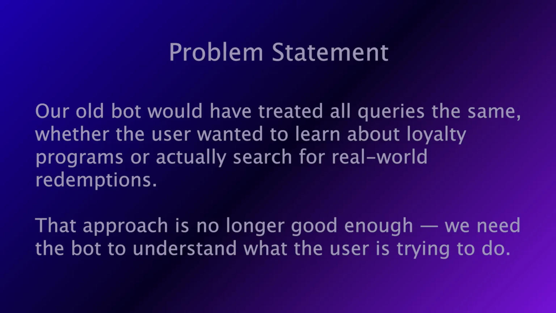Currently, our existing bot would treat all user queries the same, whether they want to learn more about loyalty programs or actually find real-world redemptions for the points already in their wallets. And that approach is no longer good enough. We need our bot to understand what the user is trying to do. This means that based on detected intent, we can route the user's query down to at least two paths.